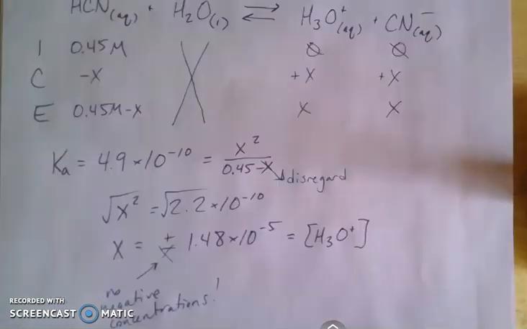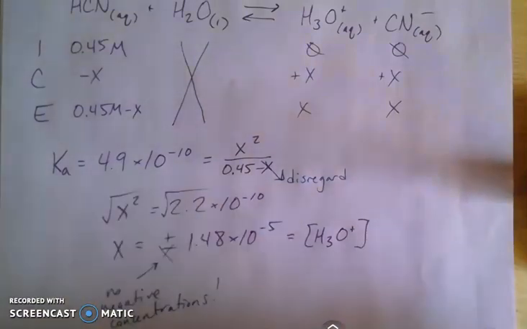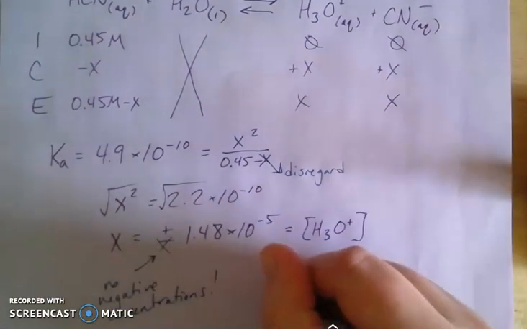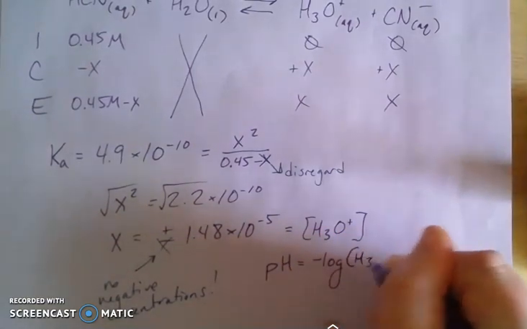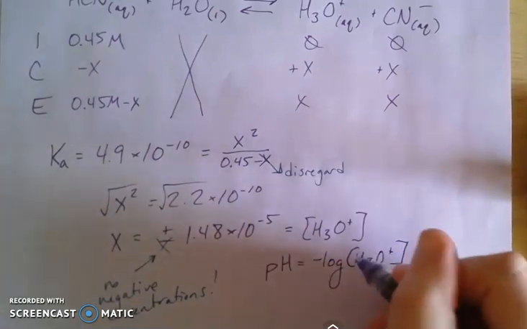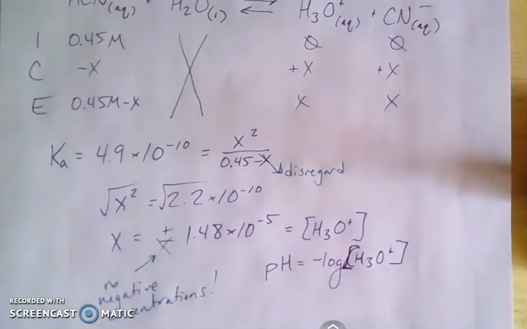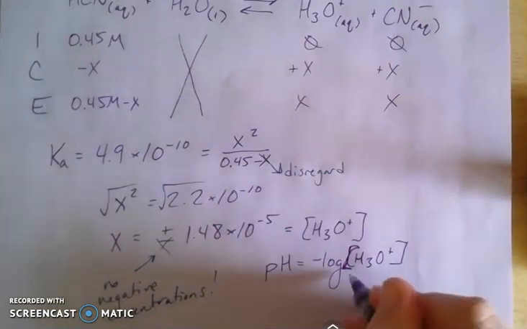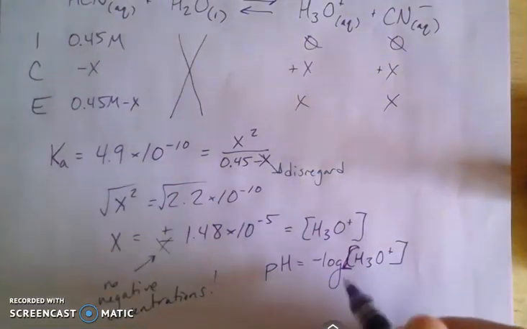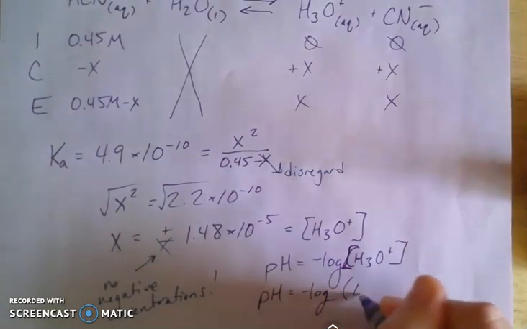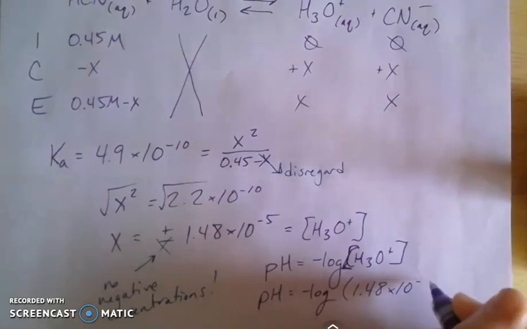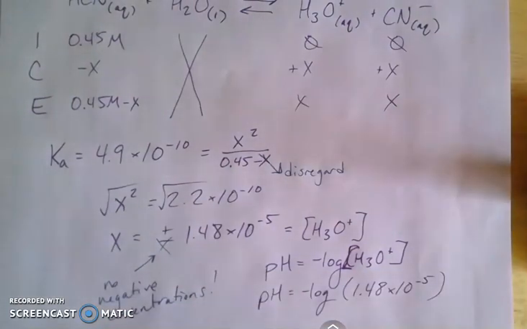But the second part of the problem is, what is the pH? So if you recall, pH is equal to the negative log of the hydronium ion concentration, or the hydrogen ion concentration. Pardon my messy bracket there. So if I plug this in, here's my pH is equal to the negative log of my 1.48 times 10 to the negative 5th.